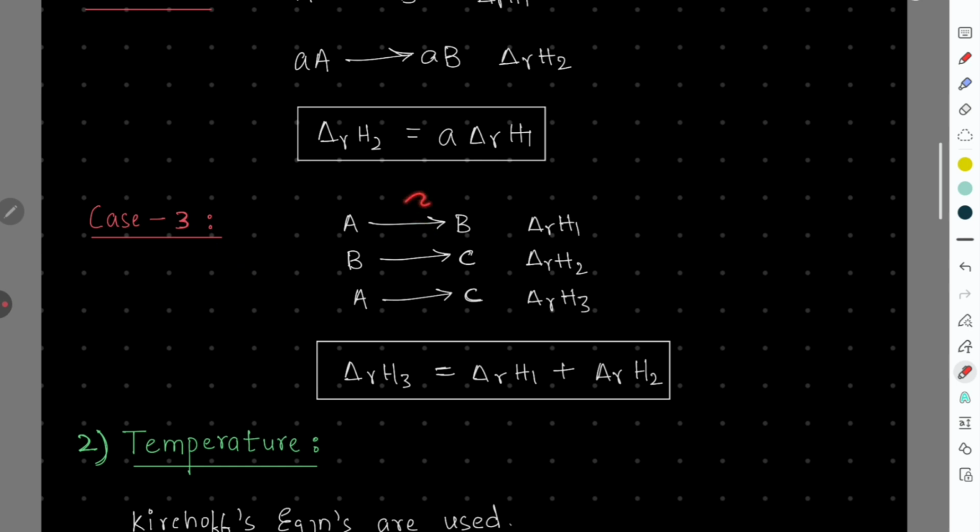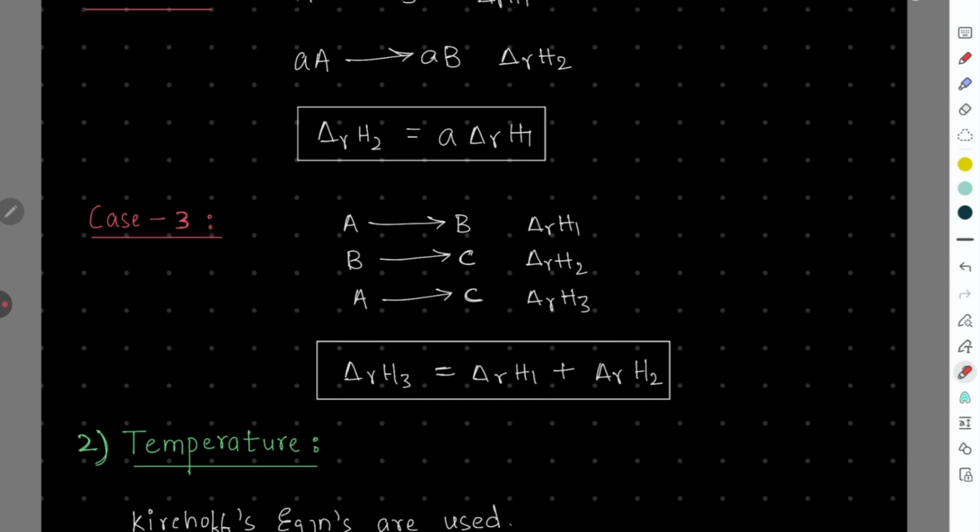Case 3. A is converting into B. In this process, heat of reaction is delta H1. B is converting into C. In this process, heat of reaction is delta H2. Finally, A is converting into C. In this process, heat of reaction is delta H3. The relation between these three is given by delta H3 is equal to delta H1 plus delta H2.